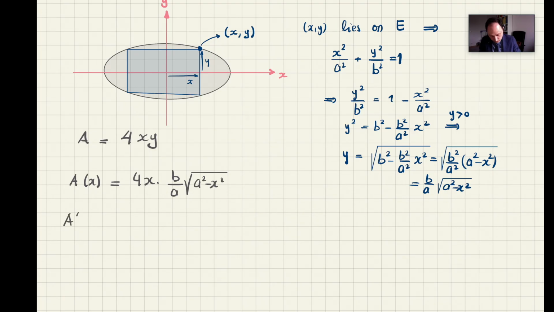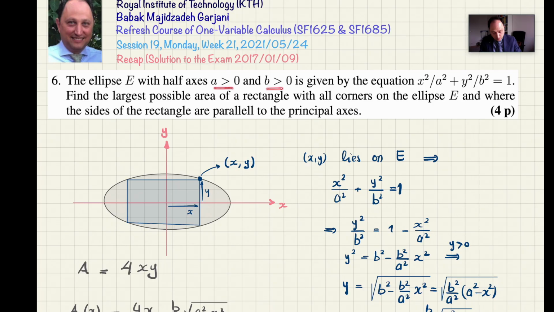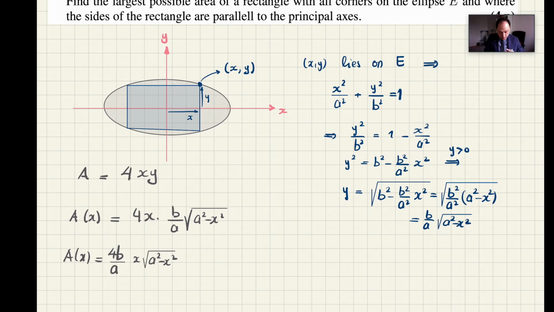So what I do, I simplify it. So it becomes 4b over a. These are just constants. And then x square root of a squared minus x squared. And by the way, I don't put absolute value here because in the problem it's mentioned that both of them are positive. Okay, now if I ask you, is there any limitation, is there any interval for x?